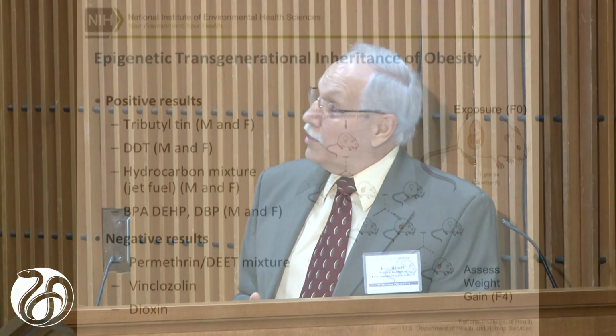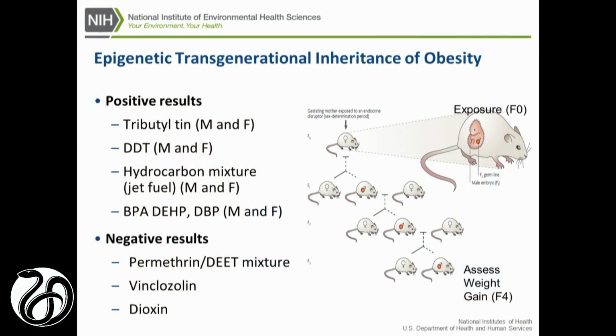And the data out there now with tributyl-tin, DDT, a hydrocarbon mixture of jet fuel, and a mixture of BPA and 2 phthalates. So this is very troubling because it says if a pregnant mother is exposed to a chemical, that can affect not only her children, but her grandchildren and her great-grandchildren.